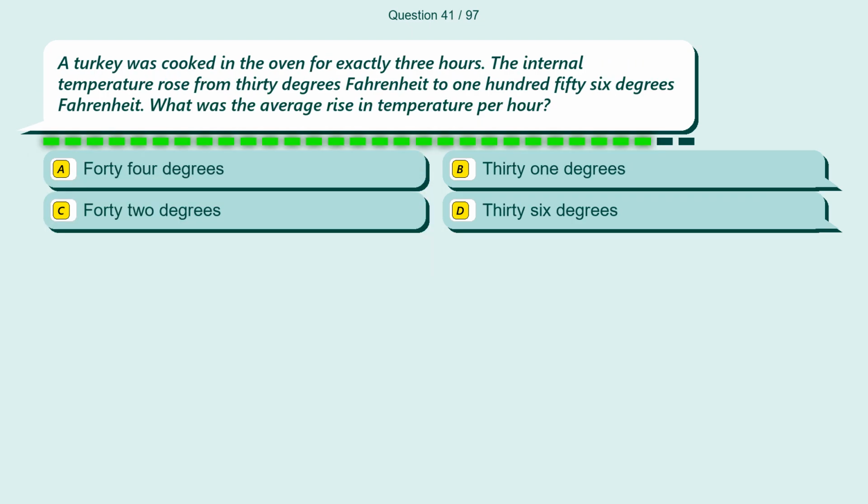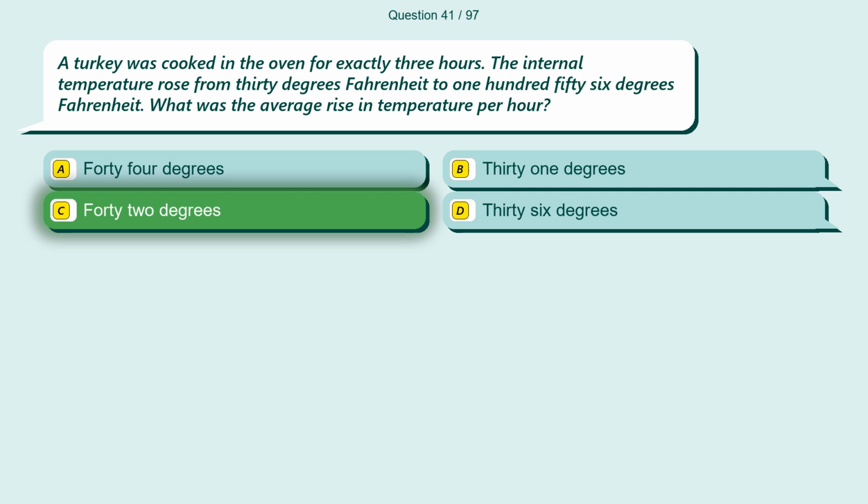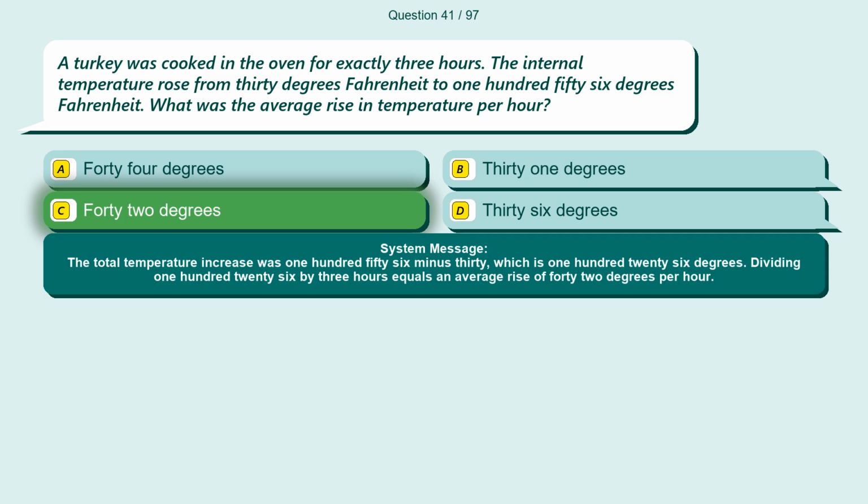Question 41. A turkey was cooked in the oven for exactly 3 hours. The internal temperature rose from 30 degrees Fahrenheit to 156 degrees Fahrenheit. What was the average rise in temperature per hour? Option A, 44 degrees. Option B, 31 degrees. Option C, 42 degrees. Option D, 36 degrees. The correct answer is option C, 42 degrees. The total temperature increase was 156 minus 30, which is 126 degrees. Dividing 126 by 3 hours equals an average rise of 42 degrees per hour.